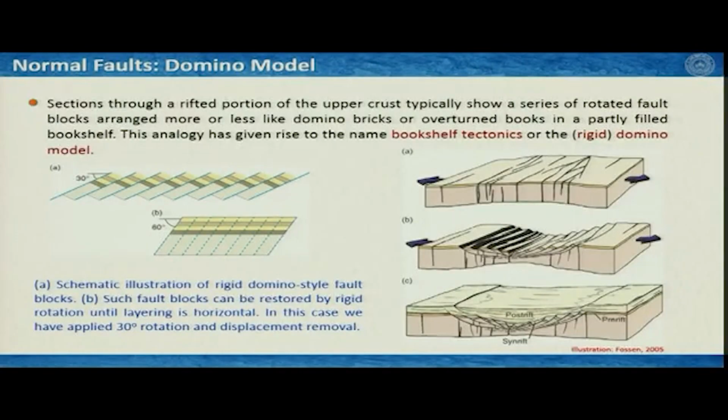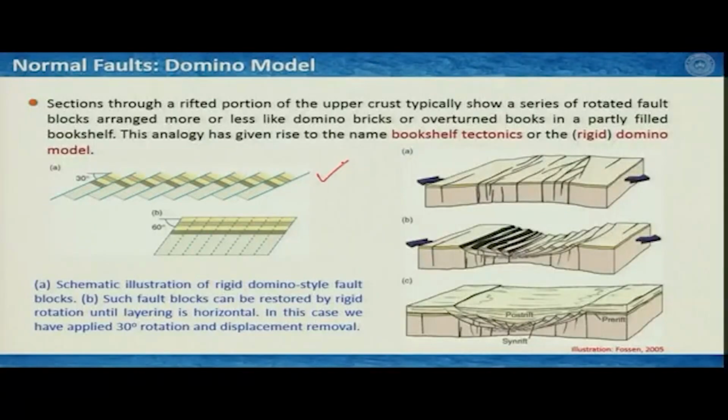So, you have books in the bookshelves, you make space in between, and then you arrange one after another, and then if you tilt from one side, the books will rotate past each other and make a shape something like this. So, this is a rigid domino style of fault blocks. Initially it was like this, and then it can take the shape of like this, and in the other way you actually can tilt them back.